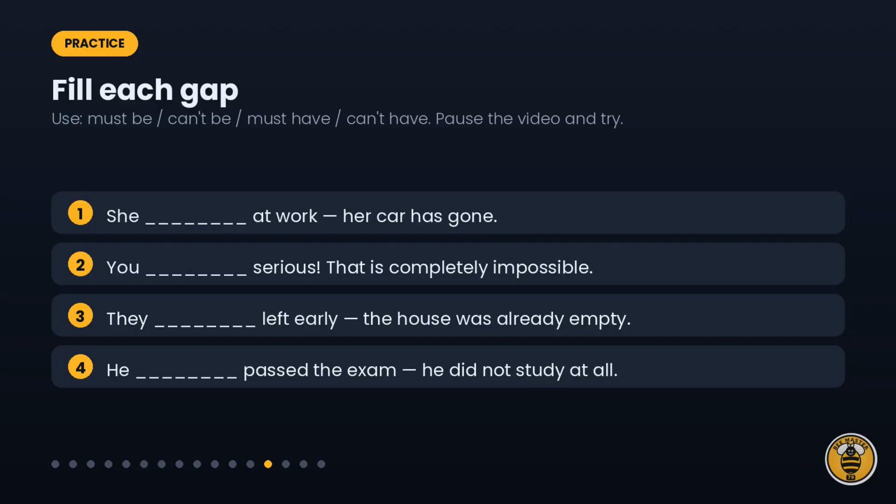Time to practice. Fill each gap with must be, can't be, must have or can't have. Pause the video now and think about your answers. Here are the 4 sentences.